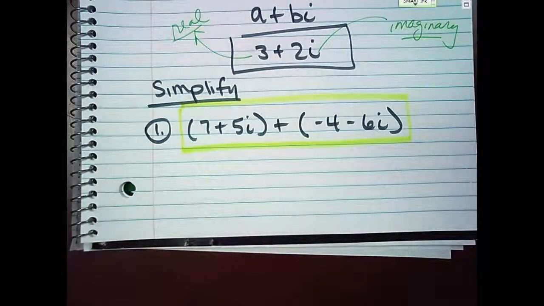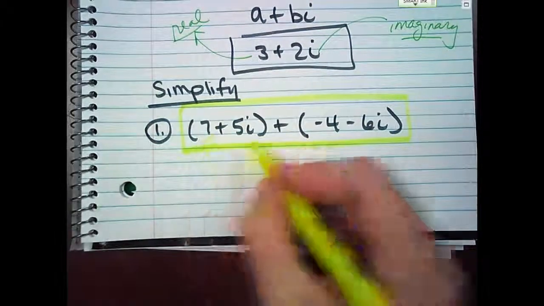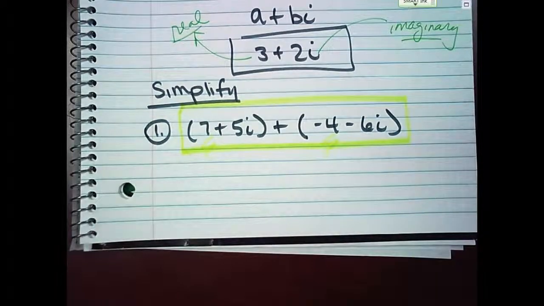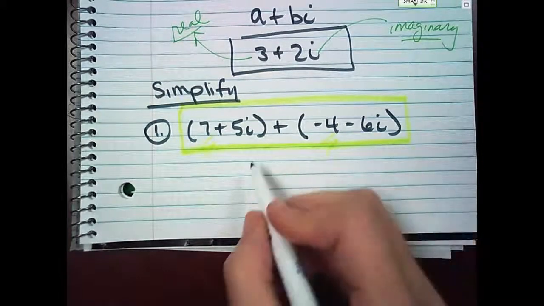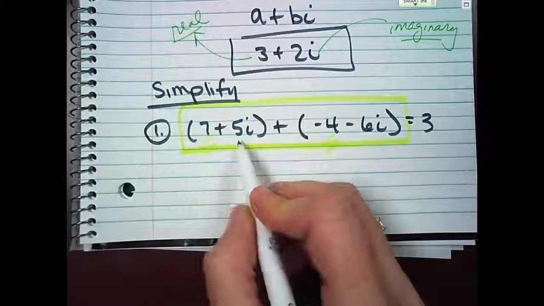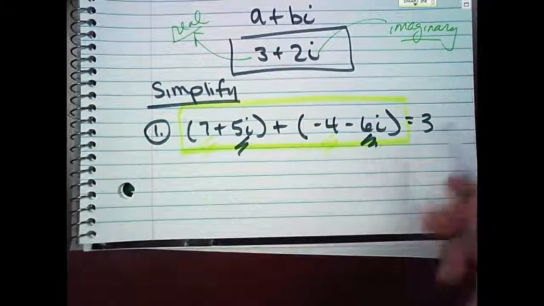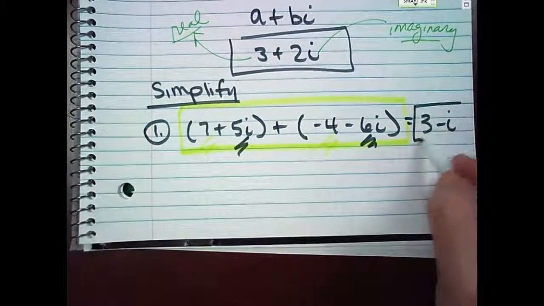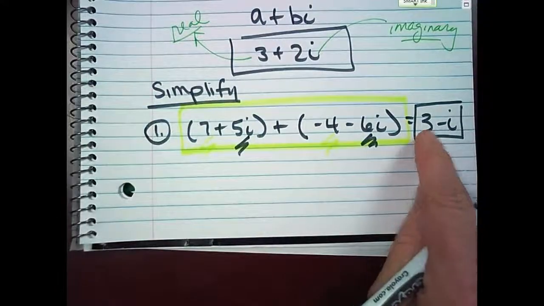Okay, we're adding, right? So we're going to add all the reals, and then we're going to add all the imaginary ones, right? Okay, so what are my reals? What can I put together? A 7 and a -4, which gives me 3. Then we're going to take the 5 and the -6 out, which gives me -i. Real, then the imaginary.